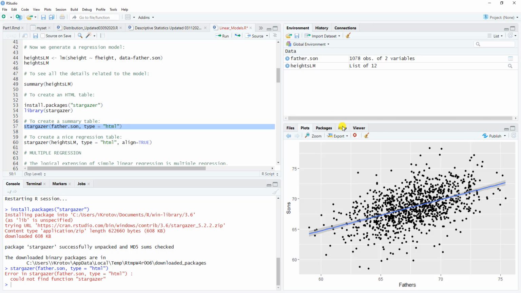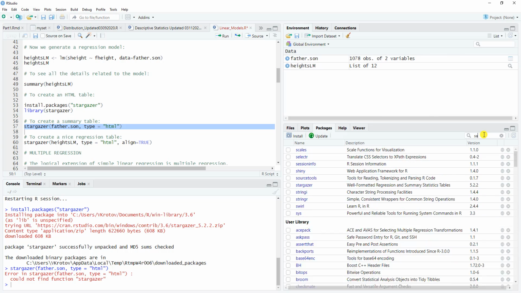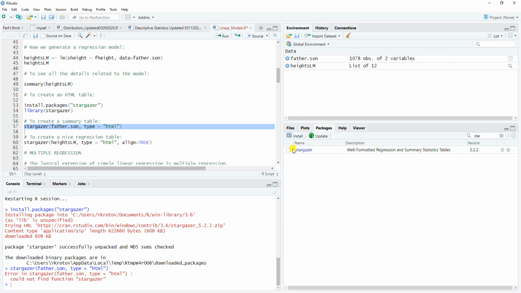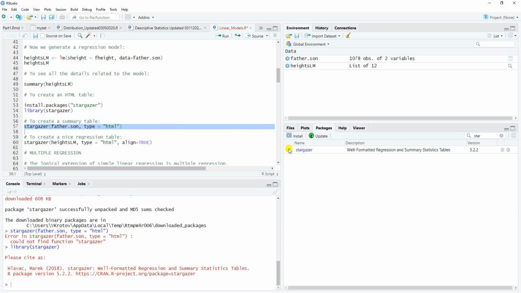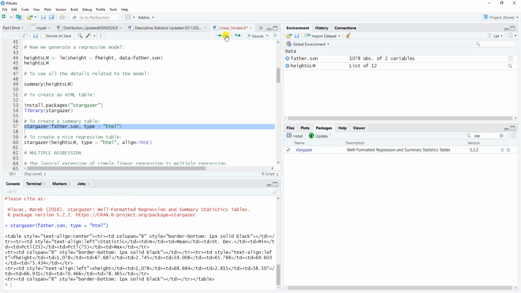Okay, something happened. We probably didn't load the package. Let me quickly check. I think I unloaded it accidentally. So yeah, I'm activating it here from that panel. Now it's loaded, so it should generate HTML code.